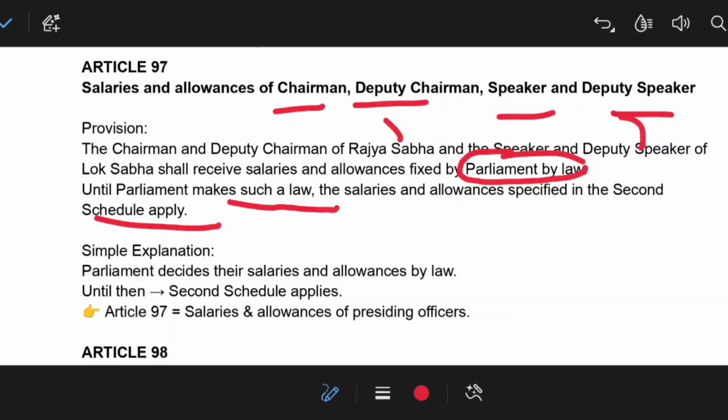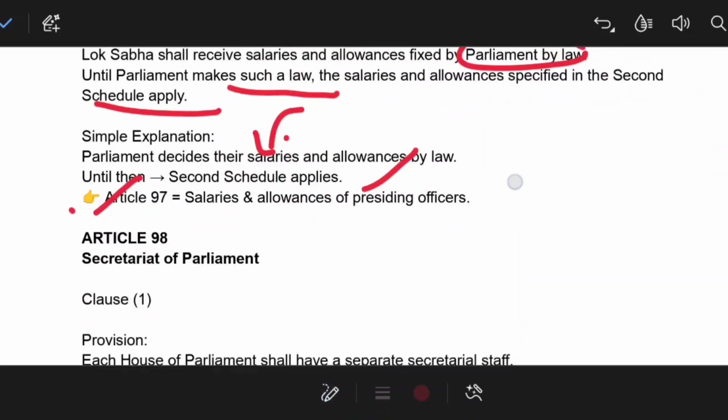That simply means Parliament will decide by law who will get how much as salary, until then the Second Schedule applies. And Article 97 is generally about salaries and allowances of the presiding officers.